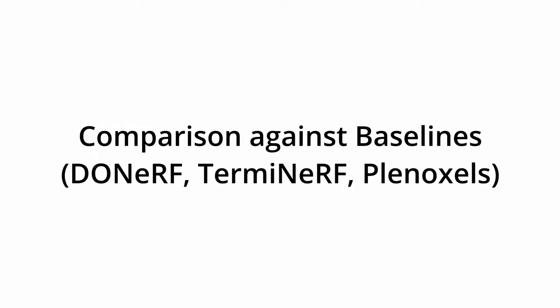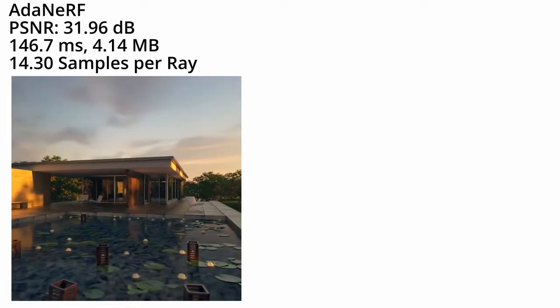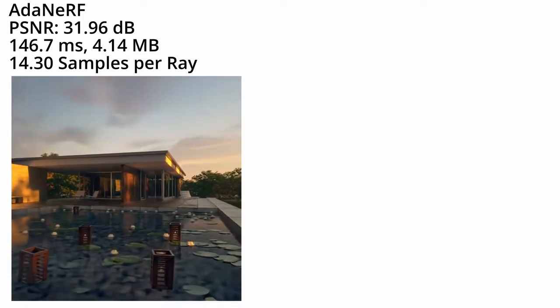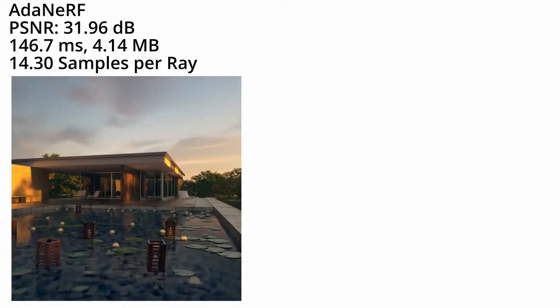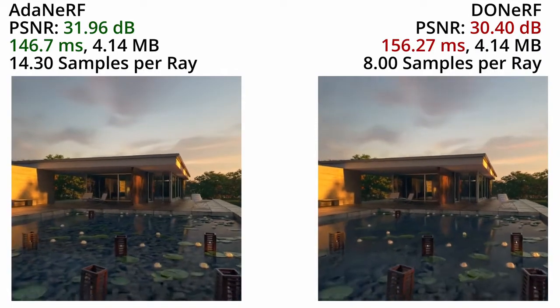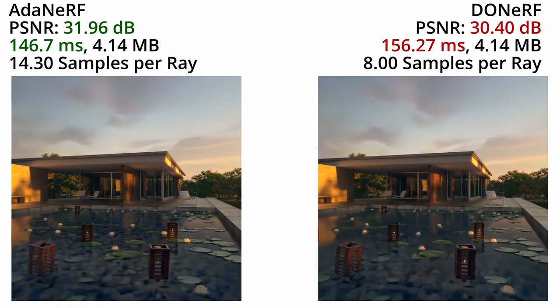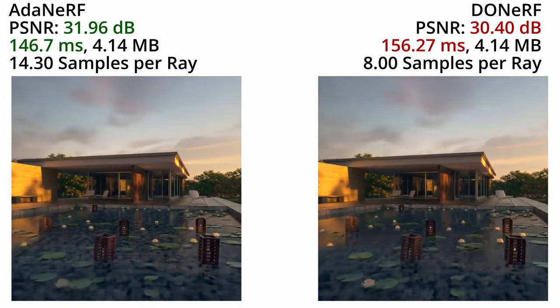We now compare against other sampling reduction methods, focusing on equal speed comparisons where sample counts can be tuned. The pavilion scene is especially difficult because it includes a transparent water surface, reflections, and fine geometric detail. DoNeRF is quite blurry at the water surfaces and distorts the geometric detail.